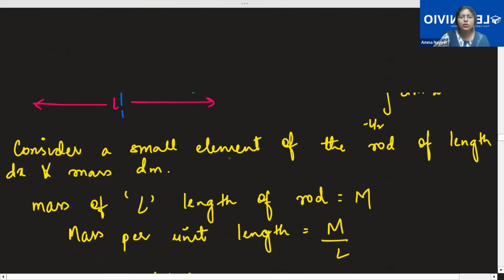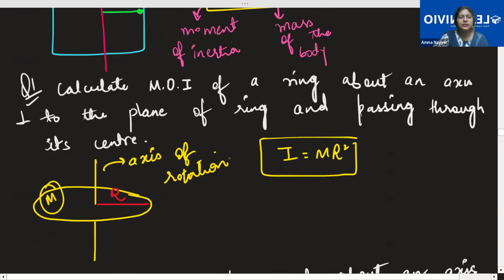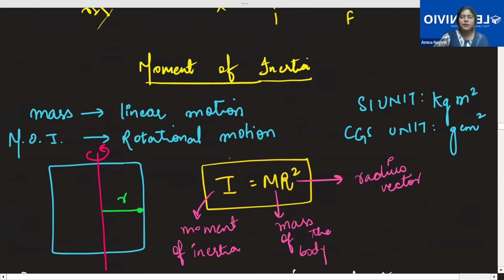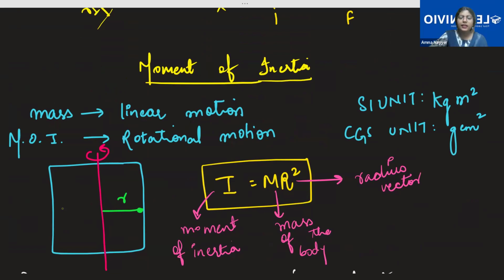So do one thing, write down this much part first, both of you. Then I'll start with different objects' moment of inertia. For the numerical that will be left, take the video lecture from the last class. But please write down this in your book. Okay.